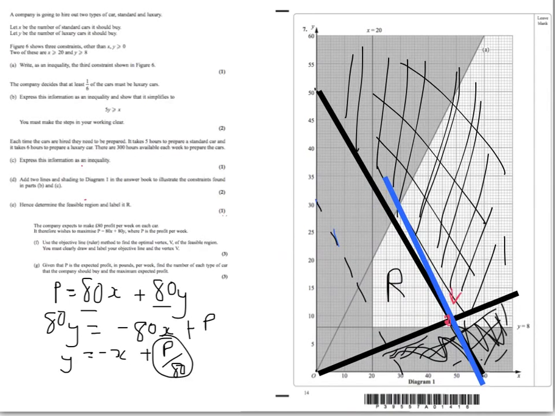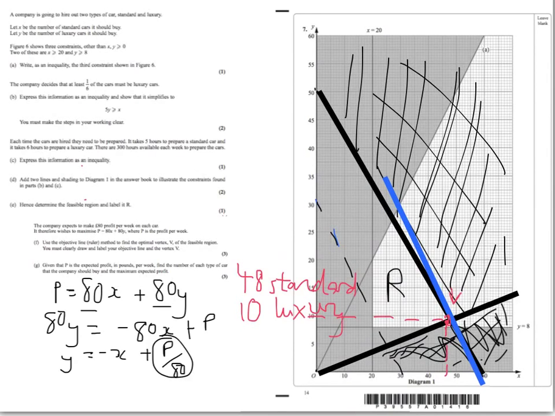So when I read down how many X I need, which is the number of standard cars, it reads off as 48. So I need 48 standard cars. And if I read across, it will tell me my Y value. Now, if I had done this more neatly, it should come out as 10. I have 10 luxury cars.